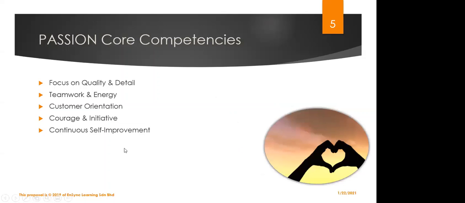And last but not least is passion. So we have focus on quality and detail, teamwork and energy, customer orientation, courage and initiative, continuous self-improvement. Now, ladies and gentlemen, think about this for a while. If you have such a consistent framework, would it then be easy for you to plan your annual learning blueprint? Give me a yes or no. If you know that everybody in the company needs these 15 core competencies, would it then be easy for you to plan your annual learning blueprint?